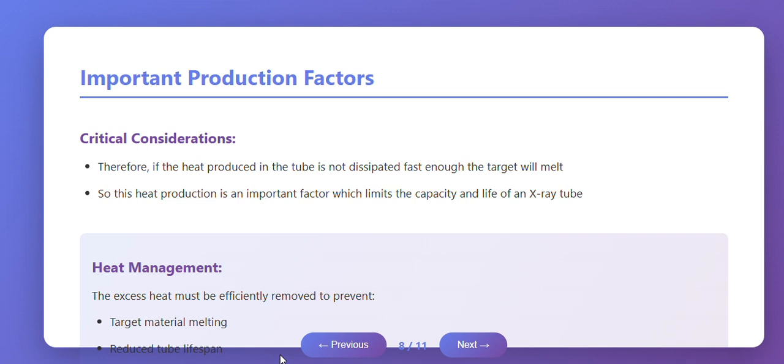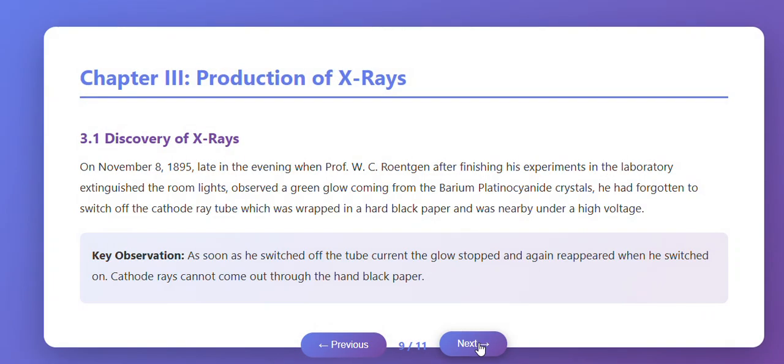Now, let's talk about one of the most serendipitous discoveries in scientific history. It was November 8th, 1895. Professor Wilhelm Conrad Roentgen was working late in his laboratory in Germany. After finishing his experiments with cathode ray tubes, he started to pack up for the evening. He turned off the lights but forgot to switch off his cathode ray tube, which was wrapped in thick black paper and covered with cardboard.